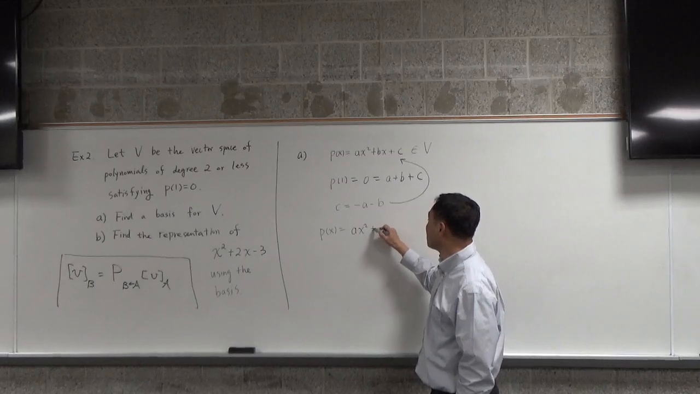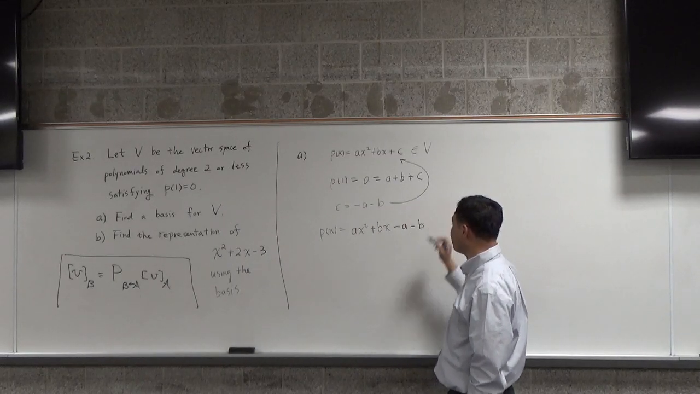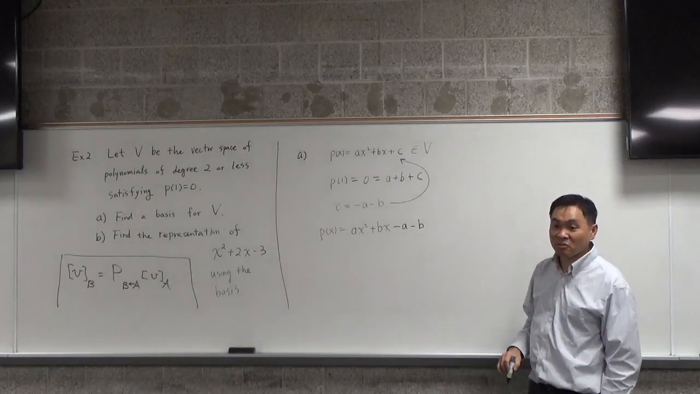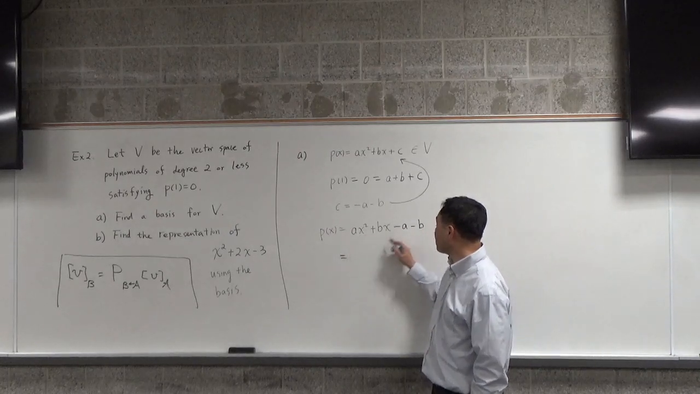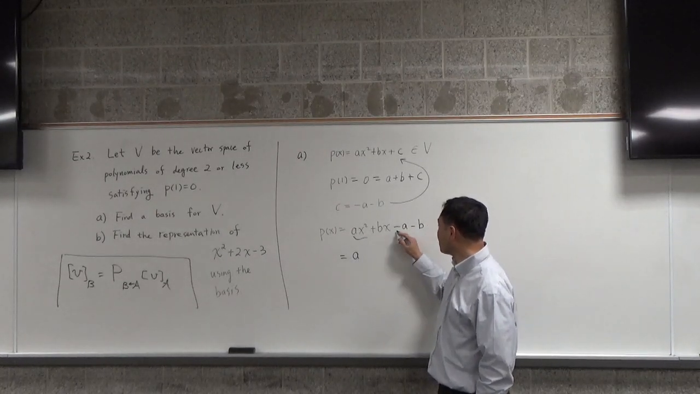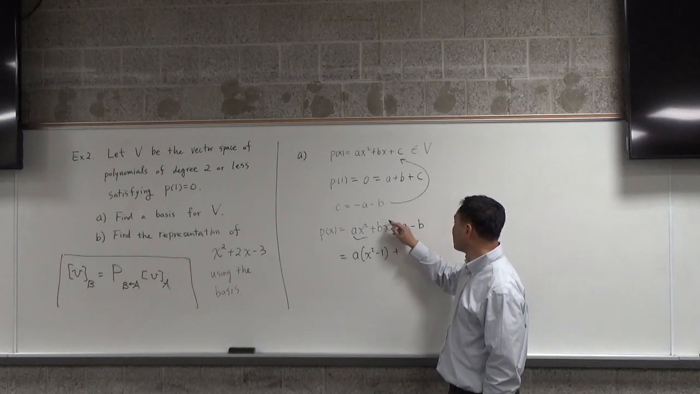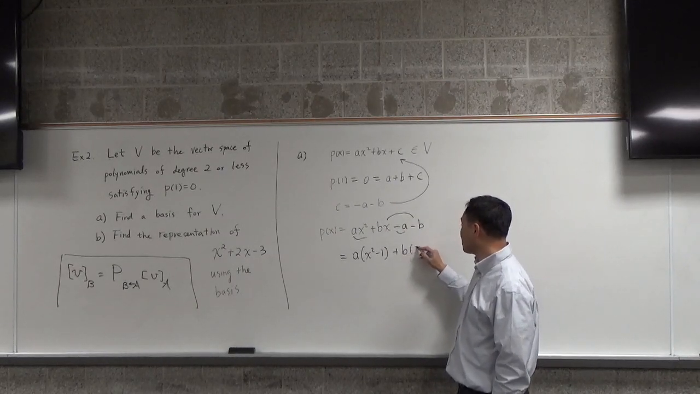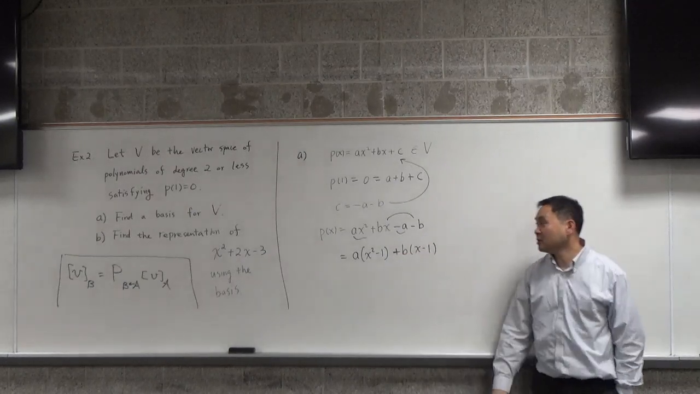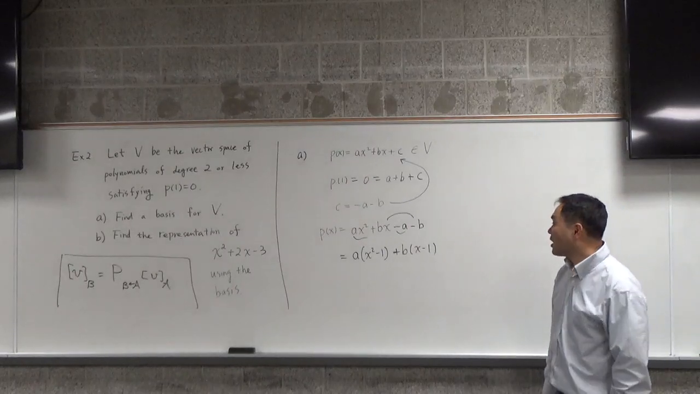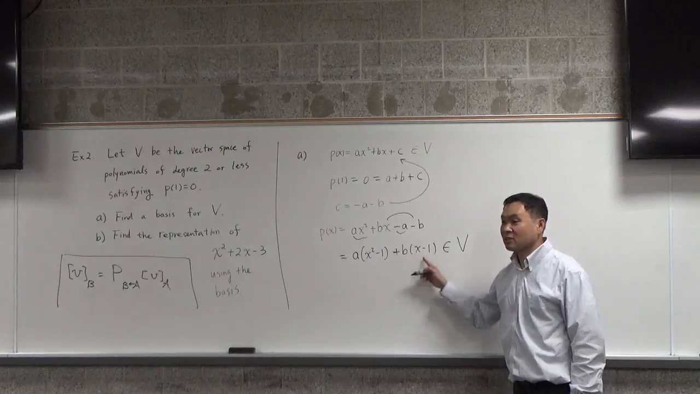ax squared plus bx, and then minus a minus b. c is now replaced by that. Then I can group these two and factor an a out, to get a times x squared minus 1, and group these two and factor a b out and write b times x minus 1. So now I've just proved that any element in V should look like this.